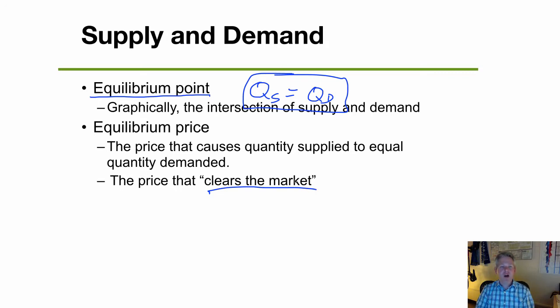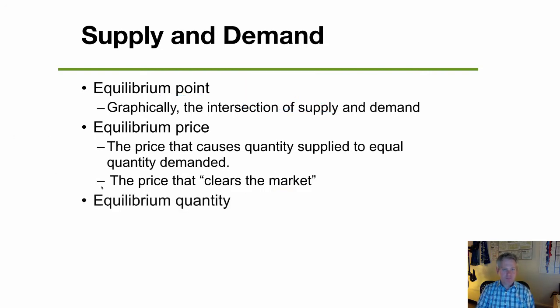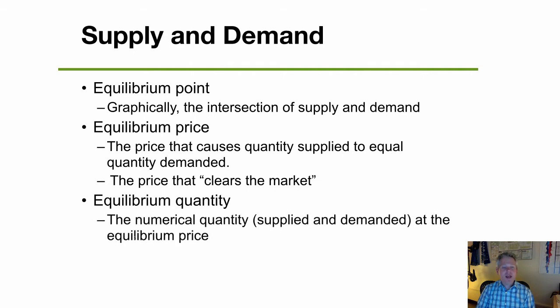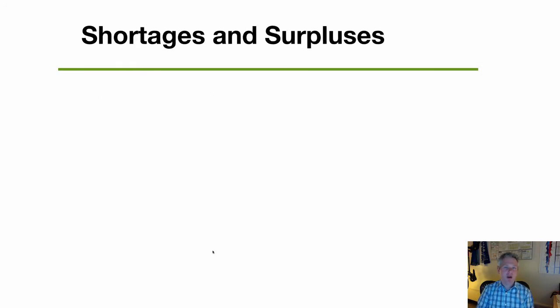So all the buyers who want to buy at that price are buying. All the sellers who want to sell at that price are selling. All right, and so it clears the market. All right. So the equilibrium quantity is the quantity at which supply and demand are equal to one another. So that's the quantity supplied equaling the quantity demanded at the equilibrium price. All right. So it's probably easier just to see this graphically, and we'll get to that in a second. But I need to give you a little bit more vocabulary, all right?